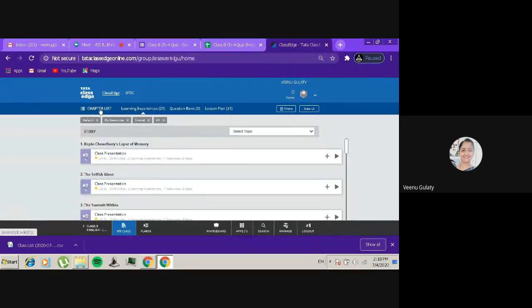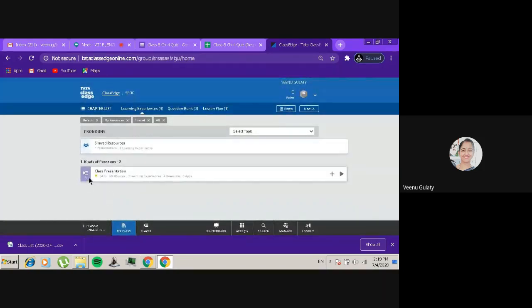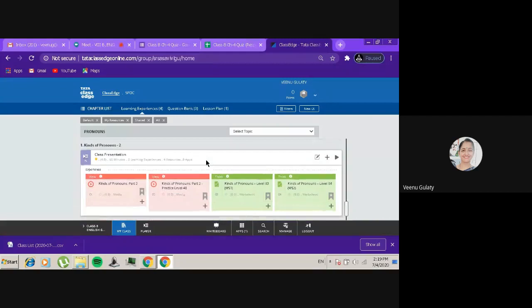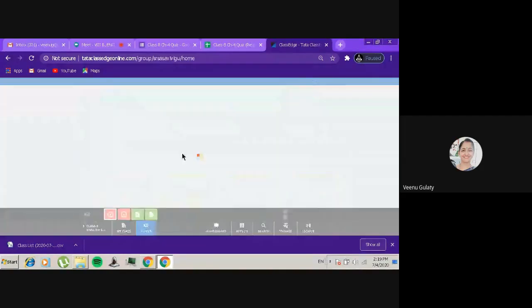We were doing grammar, isn't it? Kinds of pronouns we were doing. And we were on which page? Anyone remembers? In this one, which one were we doing? Any idea, Parth? Akshita, do you remember what we were doing the previous period in Tata Edge? Ma'am, we learned rules of these only, na, kinds of pronouns? Yes, ma'am. Okay. I'll say, see the first video, then you remind me where we were.